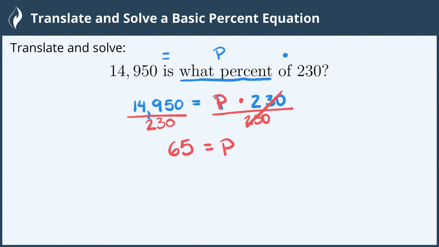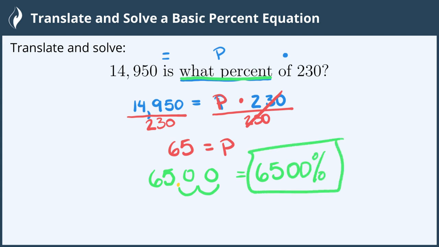Now we need to interpret what we just found. We were looking for a percent. So we need to change this number that we just found to a percent. To do that, we take the decimal, which since we don't have one, we put it at the very end, and move it 2 place values to the right and fill it in with zeros. So this makes it 6,500% of 230.